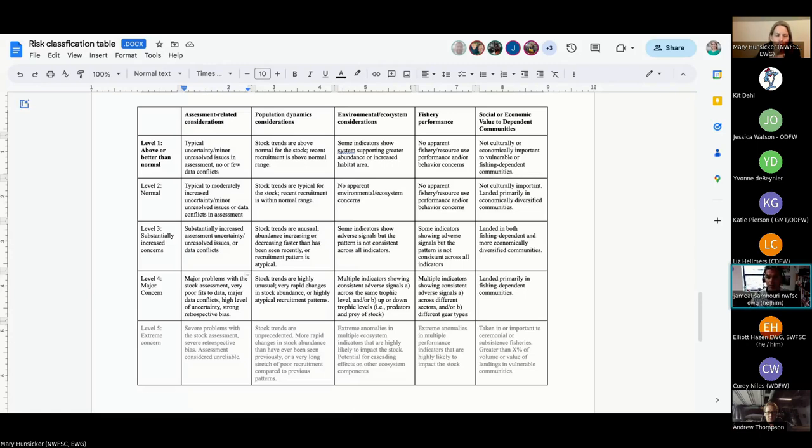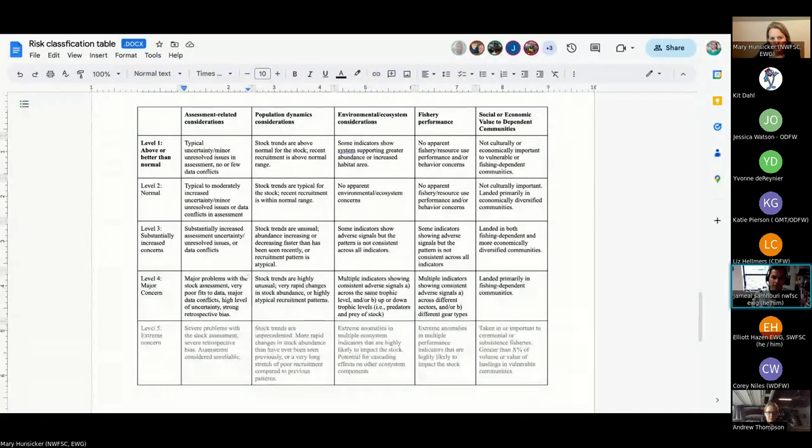It's incorporating a risk classification table that has columns like assessment related considerations, PopDy considerations, fishery performance, and social and economic value. And that middle column seems to be the one that was initially the charge. So I just wanted to make that observation and see if that stimulates any discussion around whether we want to be broadening to capture all of these different components, including those related to the PopDy and assessment model.